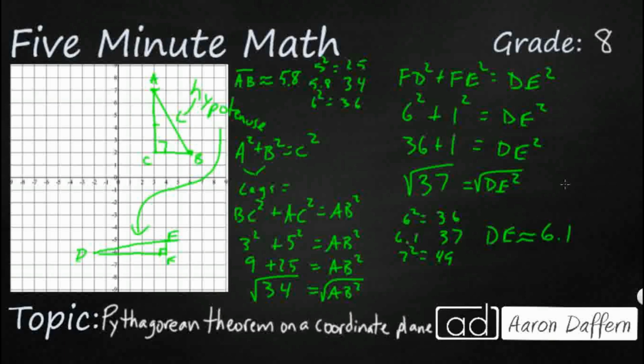Take out your calculator, double check my work. But anyways, that's how we use the Pythagorean theorem to find the distance of diagonal lines on the coordinate plane.